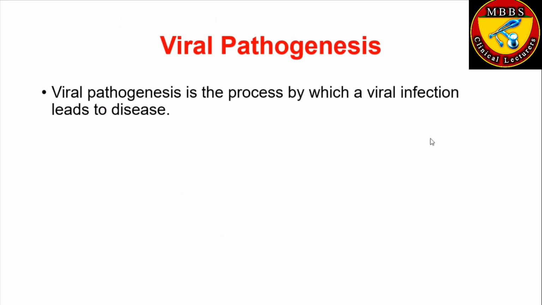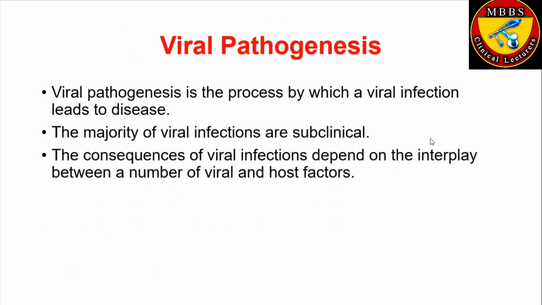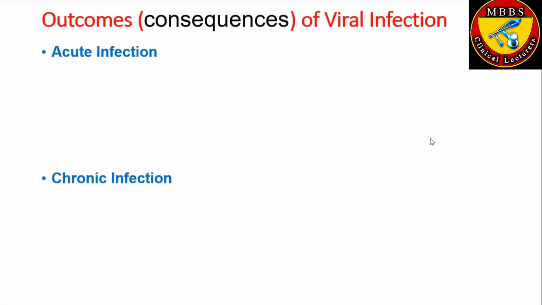Now comes viral pathogenesis. Viral pathogenesis is a process by which a viral infection leads to disease. The majority of viral infections are subclinical. The consequences of viral infections depend on the interplay between a number of viral and host factors. These are the outcomes or consequences of viral infection: the acute infection and the chronic infection.